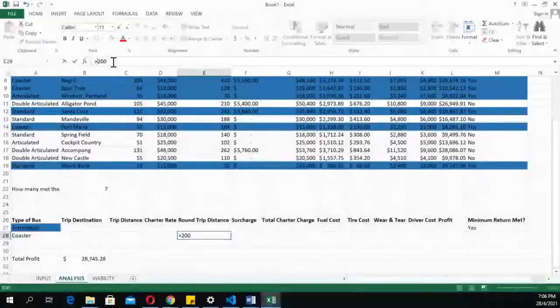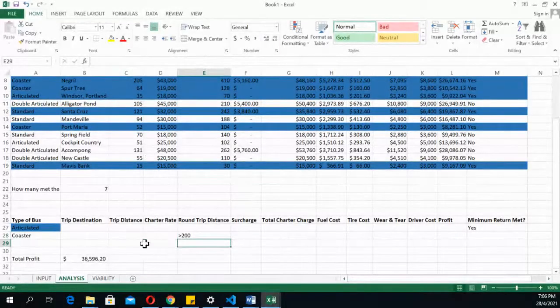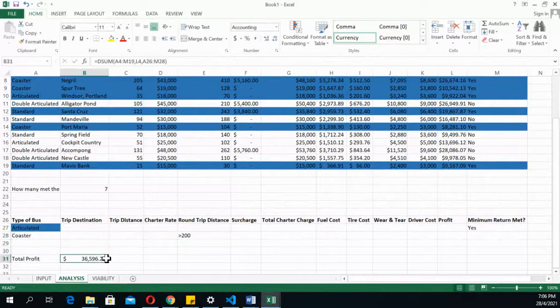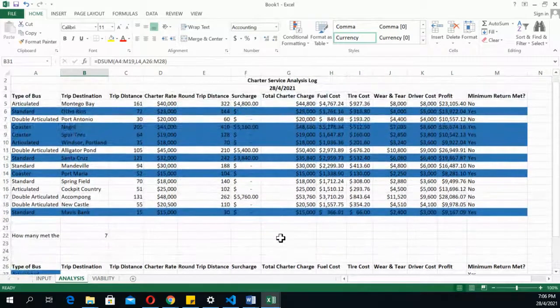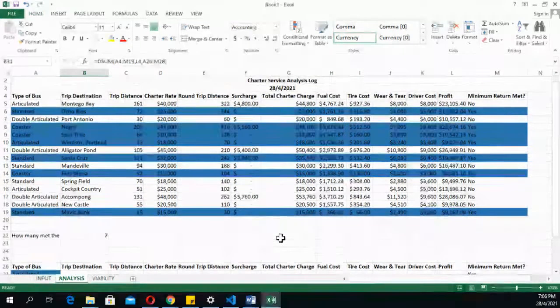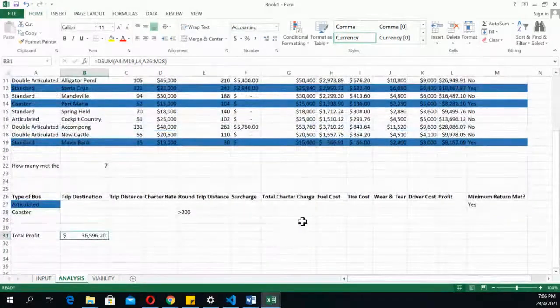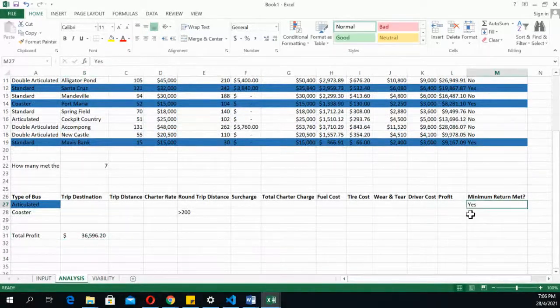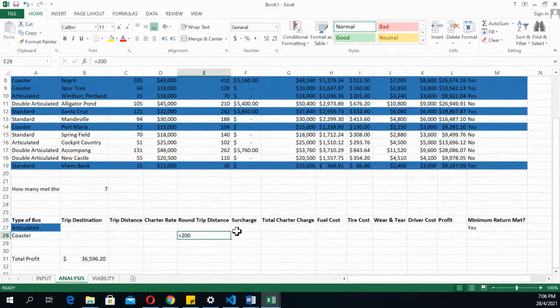Huh? No, we're not getting that, sir. I get 176,000. Well, maybe you're right, but I don't think you're supposed to get so much money. It's articulated and the minimum requirement is met, right? Yes. On coaster, the round trip distance is greater than 200. Yes, sir, I have that. But I'm not sure, you know.